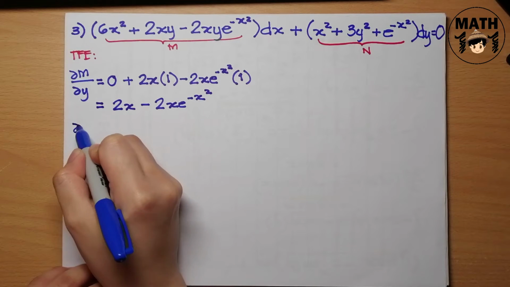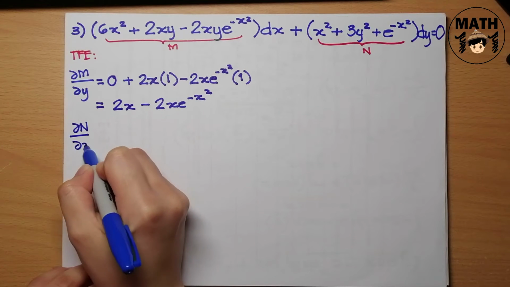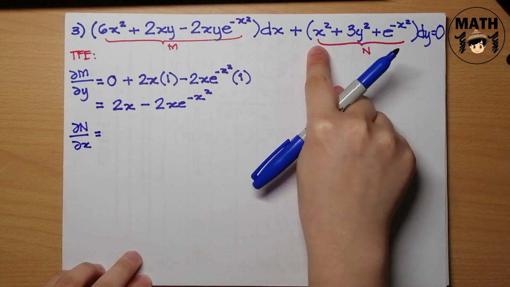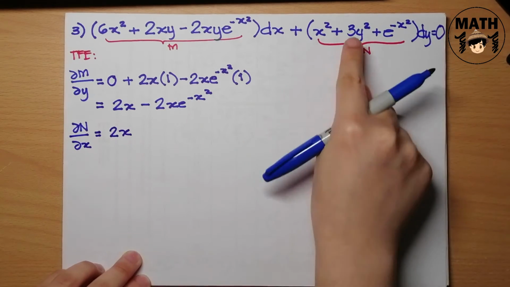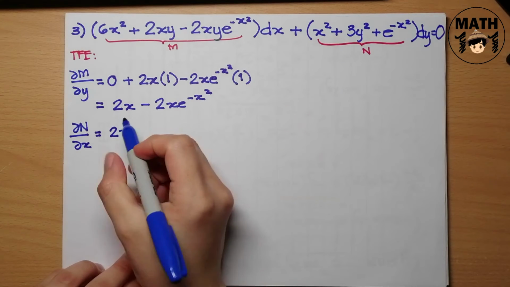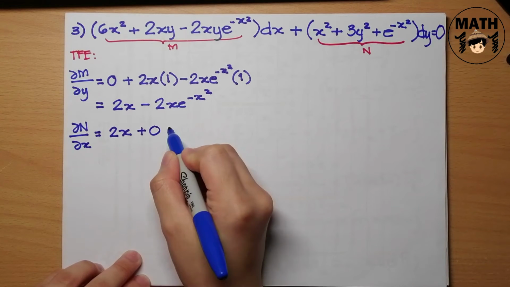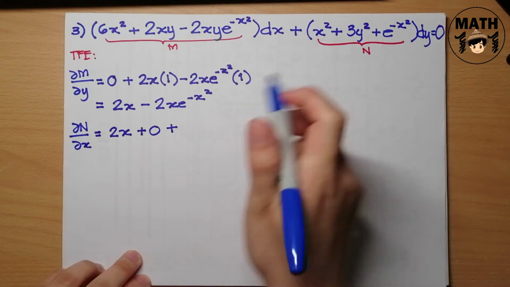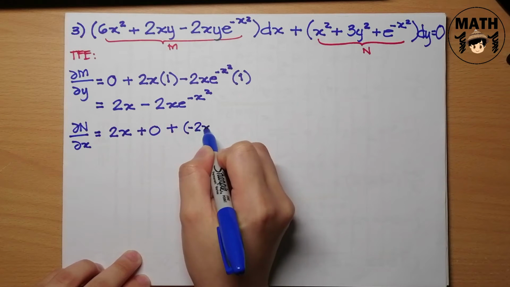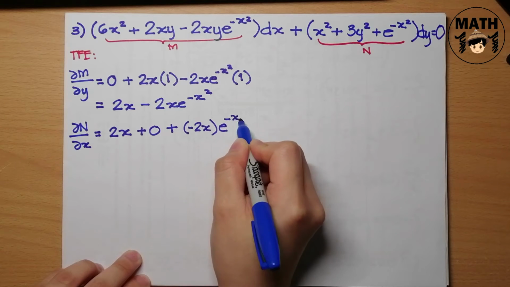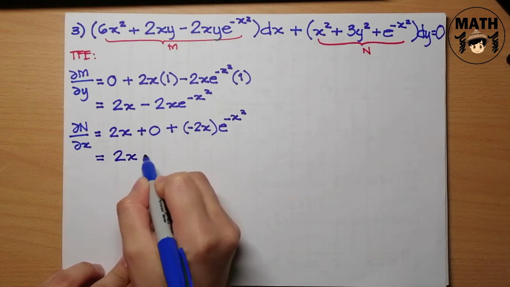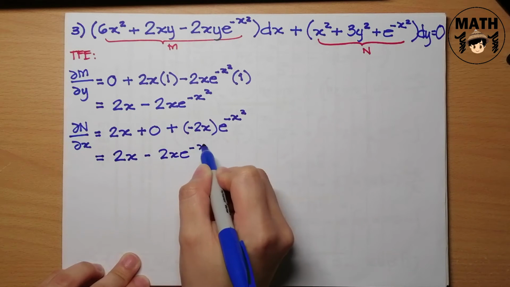Next, let us take the partial derivative of N with respect to x. Lahat ng hindi x ay taken as constant. Derivative of x squared is 2x plus 3y squared is a function of y, taken as constant, so that is 0, plus derivative of e raised to negative x squared, so differentiate natin yung exponent, that is negative 2x multiplied by the same term e raised to negative x squared. This is equal to 2x minus 2x e raised to negative x squared.